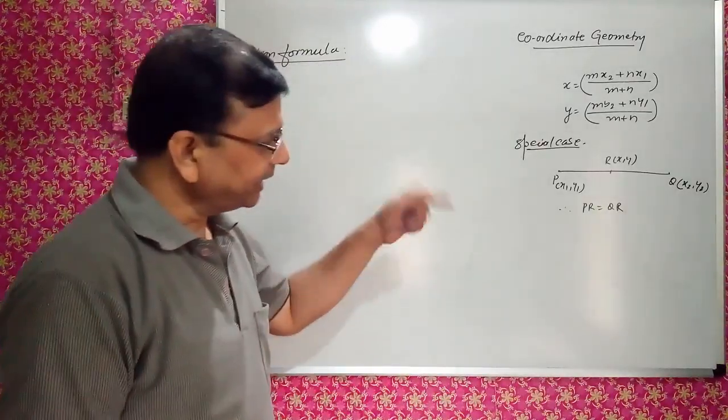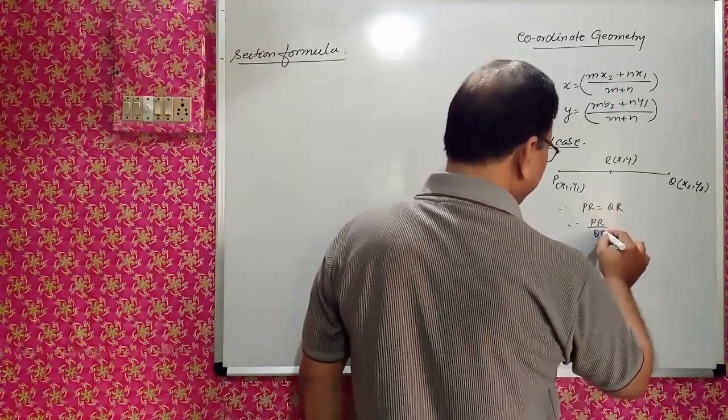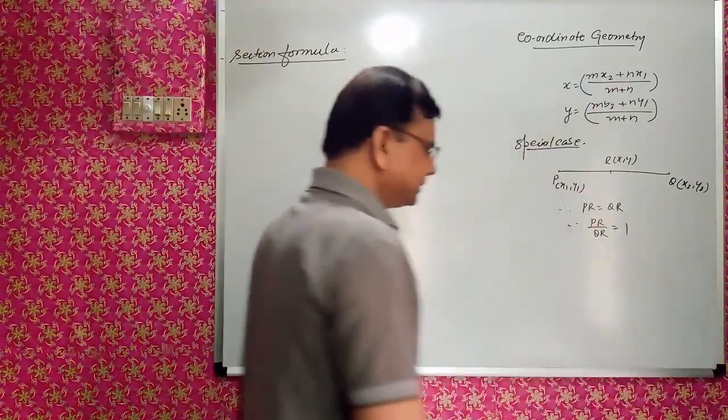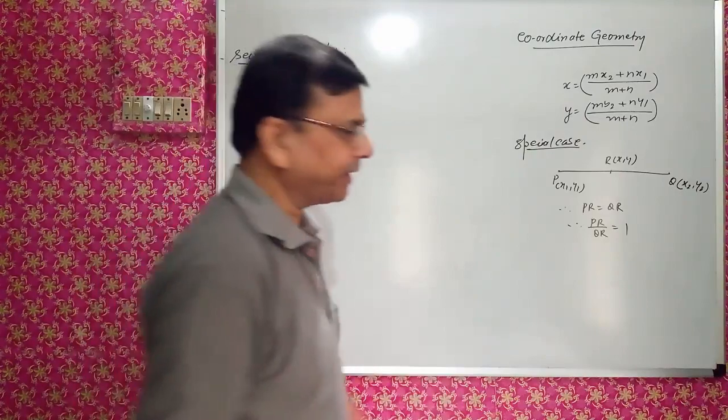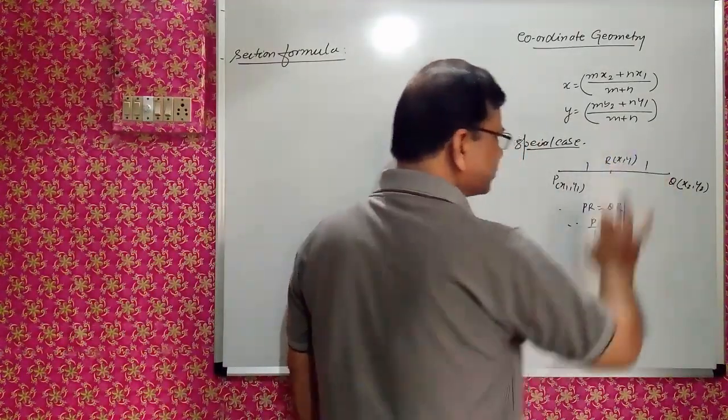Isn't it? So what is the ratio of these two? Therefore, PR upon QR is equal to 1. So the ratio is 1, meaning 1 is to 1. So m is 1, n is 1.